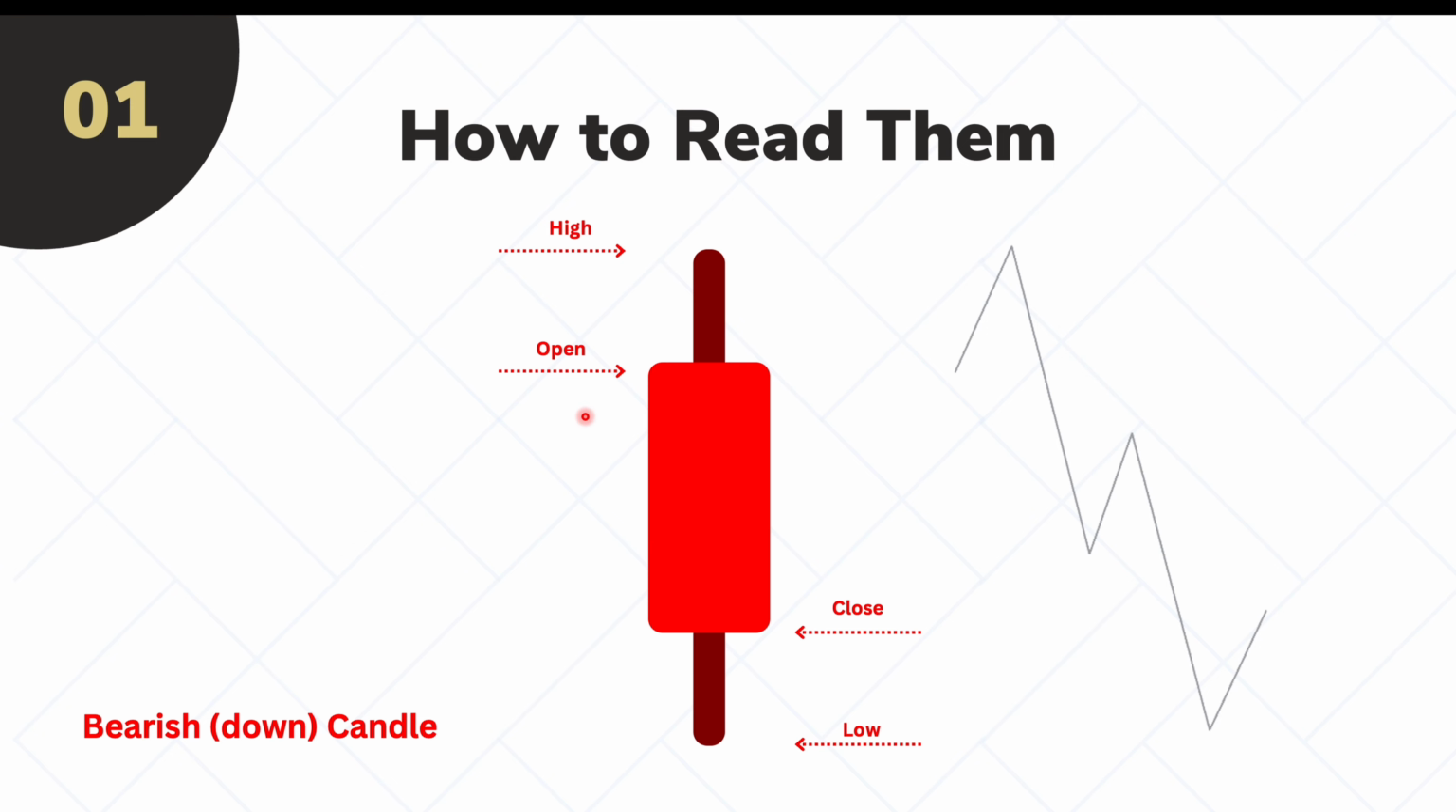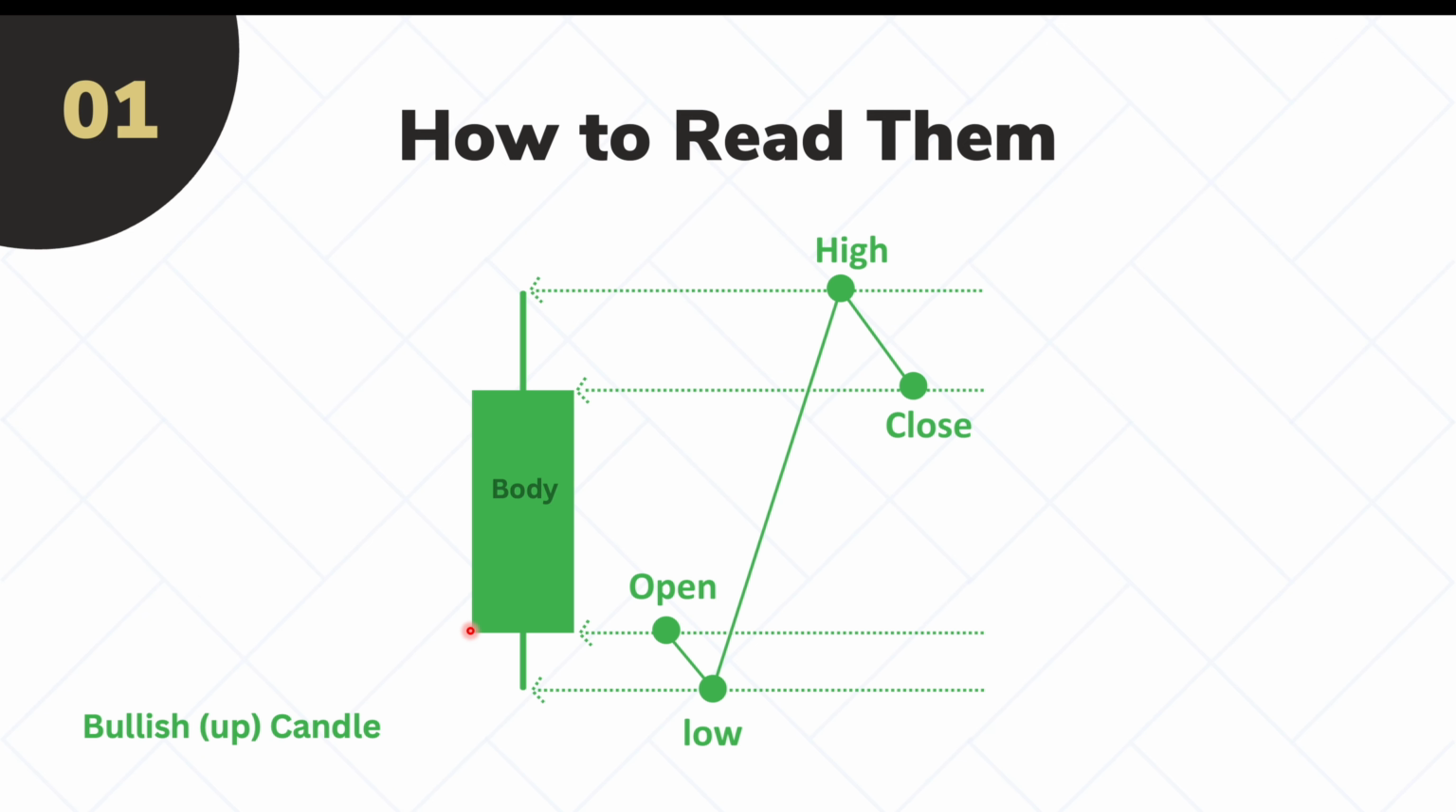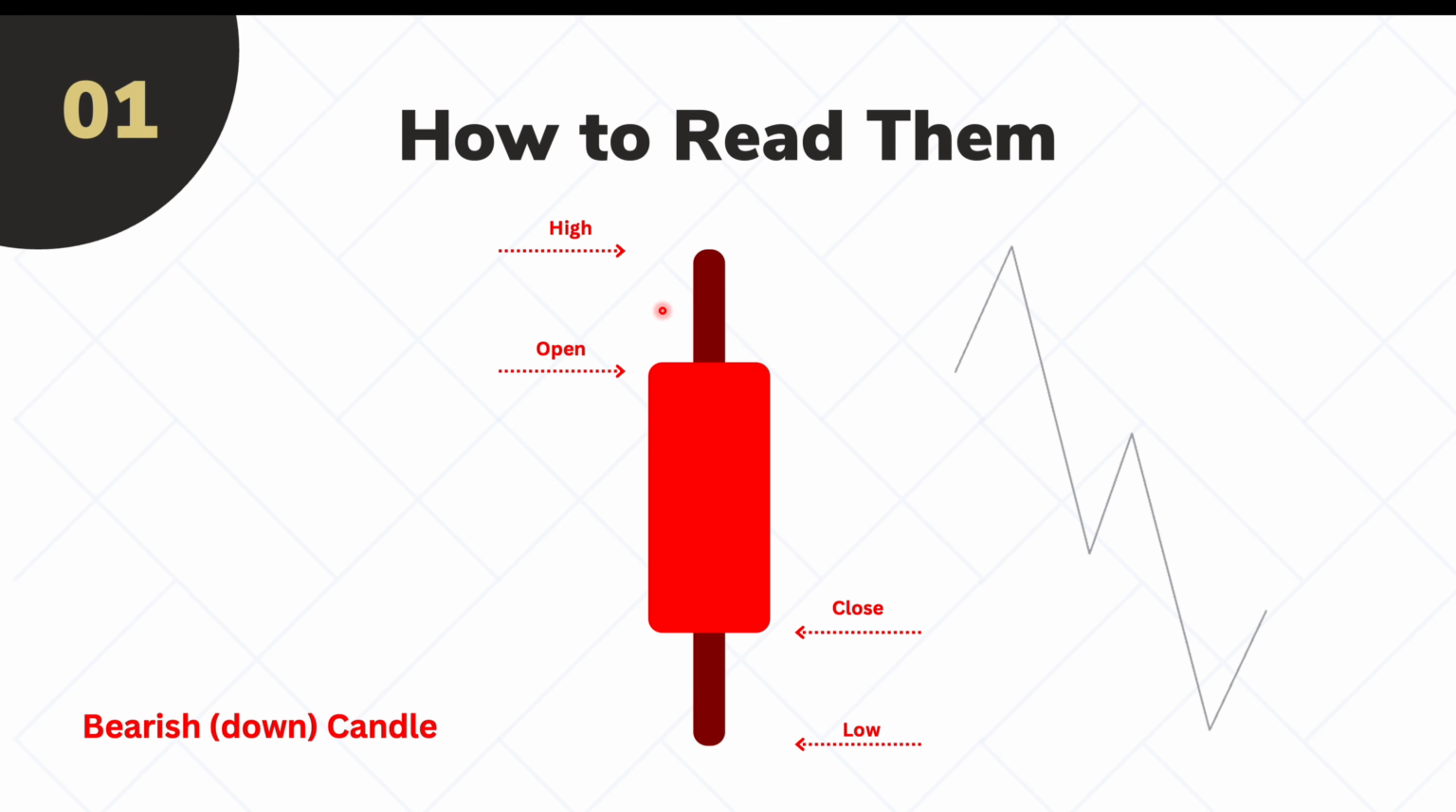The difference between a bullish candle, a green one, and a bearish candle, a down one, is that the open of a bearish candle is up here, and the open of a bullish candle is down here. Open, low, high, close. And a bearish candle is open, high, low, close. It's the other way around.